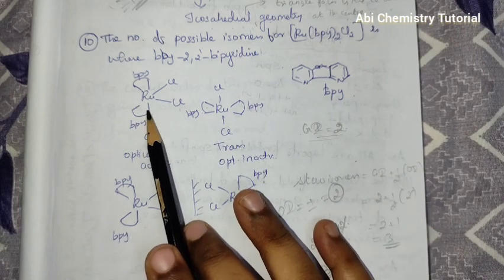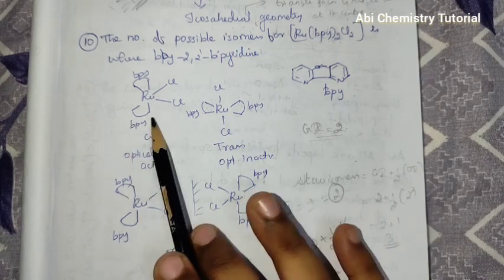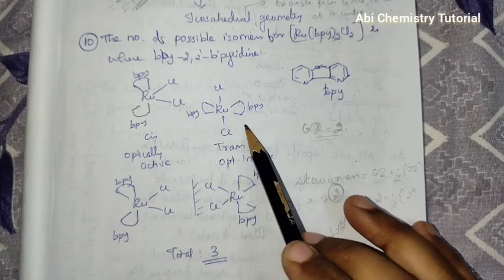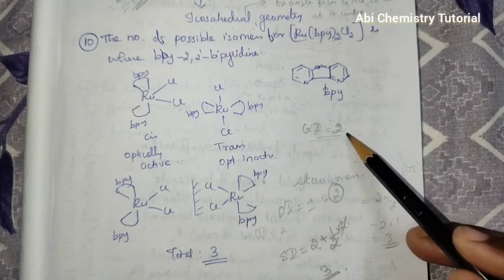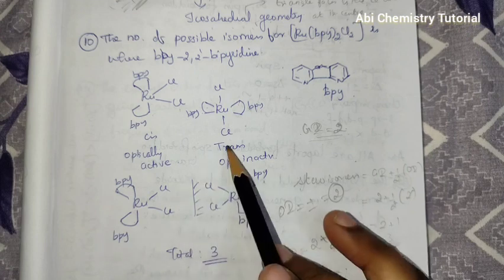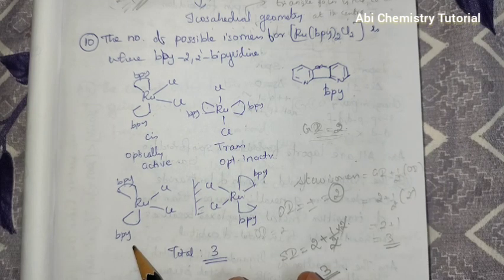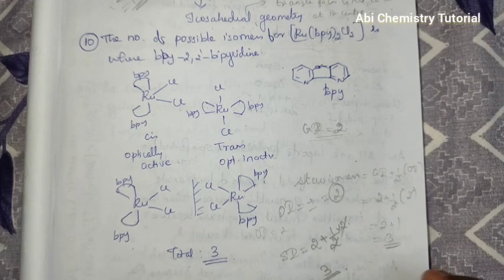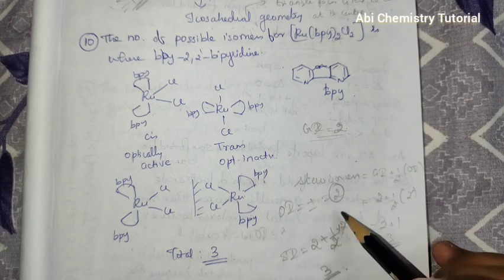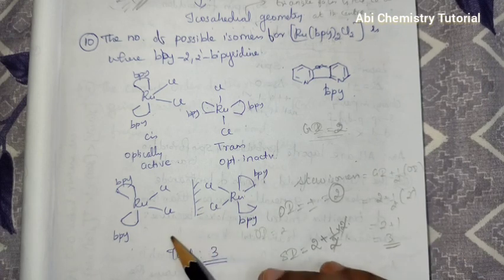So bipyridine is a chelating ligand. So this is the cis structure and this is the trans structure. So 2 geometrical isomers are possible and it is optically active. So when it is optically active, plus and minus isomers are possible. So 2 isomers are possible. So here you can see we get 2 non-superimposable mirror images.